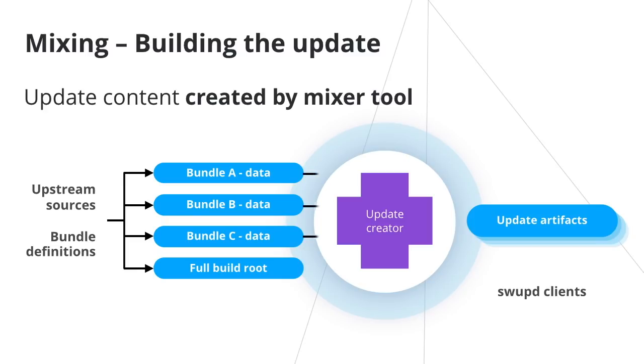These bundle info files are then used by the update creator to generate the artifacts that are consumed by the software updater, swupd. Among other operations, the update creator deduplicates the file list for each bundle with the bundles it includes to reduce manifest size and simplify client operations. The update creator uses the full build root to generate the actual file update content to be downloaded by the client.